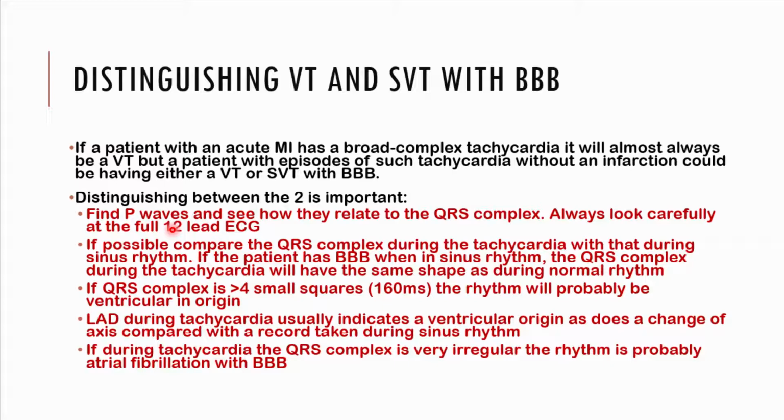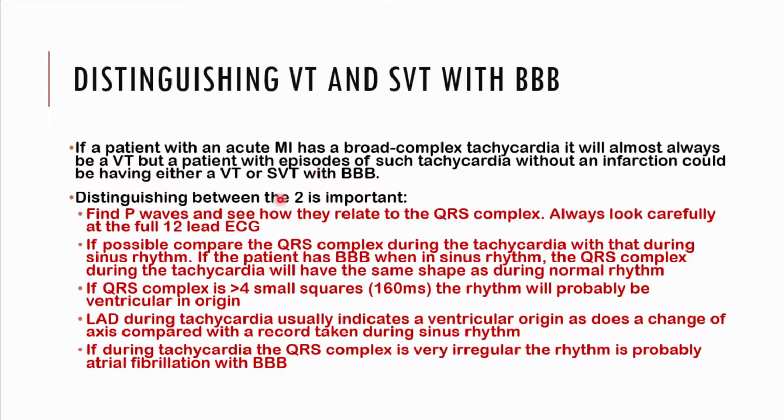So if a patient who has an acute myocardial infarction has a broad complex tachycardia, it's always going to be a ventricular tachycardia. But if a patient has an episode of tachycardia and doesn't have an infarction, then it could either be a ventricular tachycardia or a supraventricular tachycardia with a bundle branch block. So how do we distinguish them? Distinguishing between these two is very important.